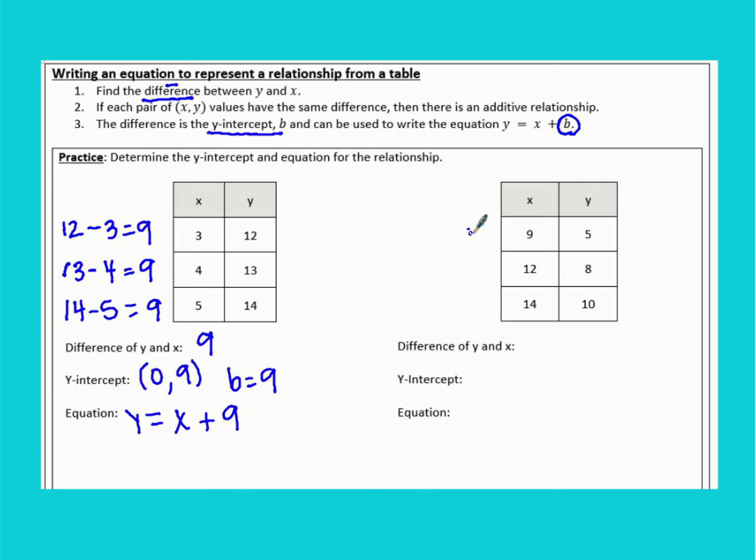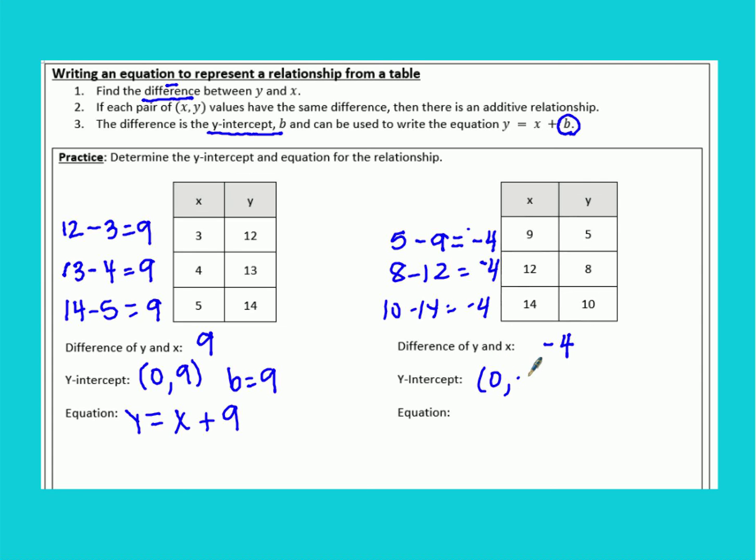First thing we have to do is find the difference between y and x. So my first y value is 5, and the x value with it is 9. So I'm going to do 5 minus 9, and that gets negative 4. We check the next difference. 8 minus 12 is negative 4. And in our last one, we have 10 minus 14, which is also negative 4. So our difference of y and x here is negative 4 every time. So we do have an additive relationship.